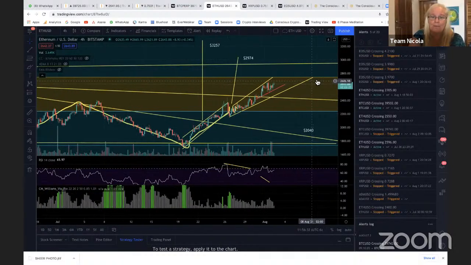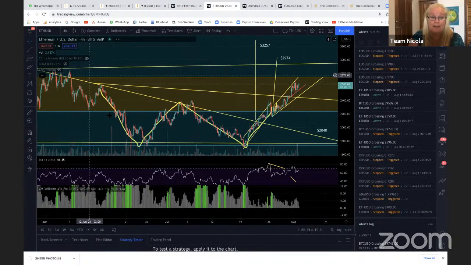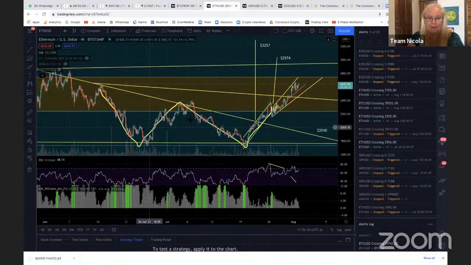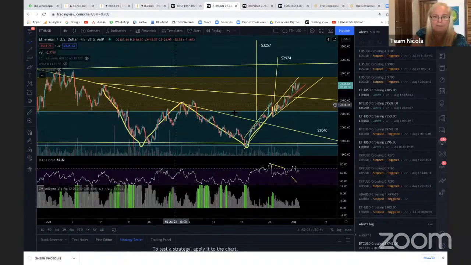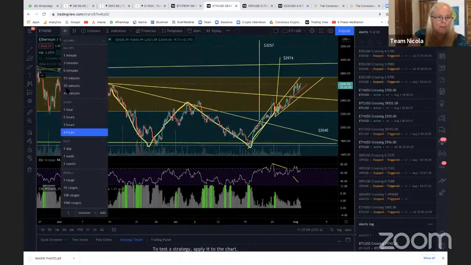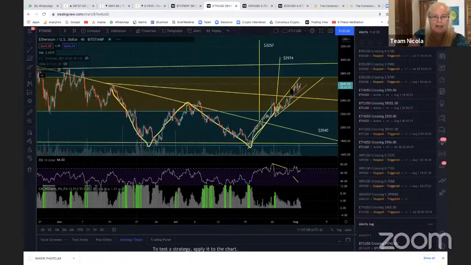And we've already broken out and confirmed the breakout of the bigger W pattern that we've been forming for 2.5 months, right? Came up here, retested the neckline and have broken up above it. So we are in the process of going to these two targets on Ethereum, 2974 and 3257. One of those is the W. That's this one here. This 3257 is the bigger triangle pattern that we have been in for a couple of months. So let's go to the daily so you can see that.